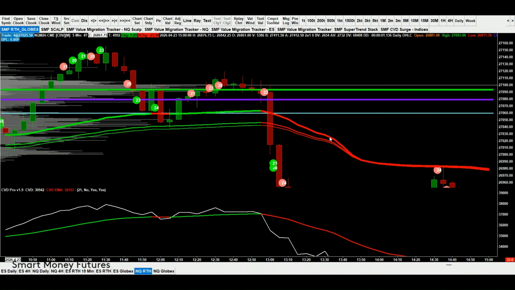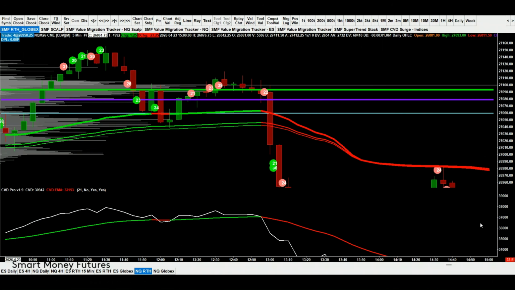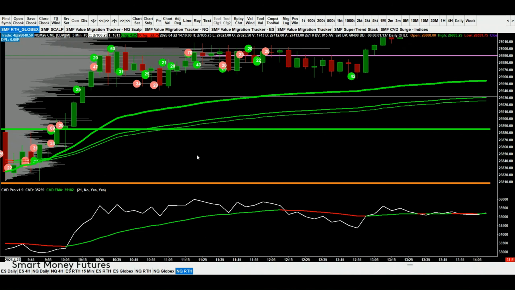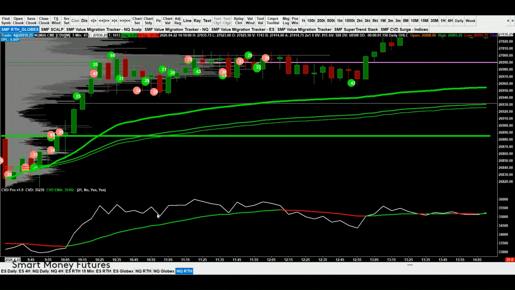Okay, so here are 4 ways to use CVD with structure. Number 1, CVD confirms acceptance. The first useful behavior is when CVD confirms acceptance. An example would be when NQ breaks above the prior value high, CVD rises with the move, then price pulls back and holds above VAH. Buyers remain active. Sellers cannot rotate price back into value. That is acceptance. In this case, CVD is not the reason to get long. The reason is the structural shift. CVD simply confirms that aggressive buyers are supporting the move.